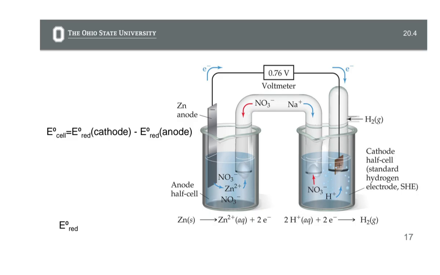Okay, we're going to look at another voltaic cell. This one has zinc at the anode, but now has the hydrogen half reaction at the cathode. And we can look up the values for these reduction potentials.